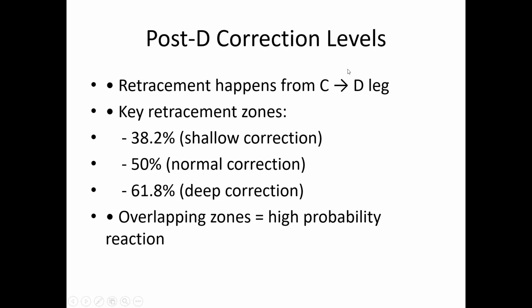Post D, the retracement happens, with key retracement zones at 38.2 percent, which will be a shallow correction, 50 percent, a normal correction, and 61.8 percent, the deep correction. Overlapping zones equal high probability reaction. I'm going to unfold all these things on the chart.